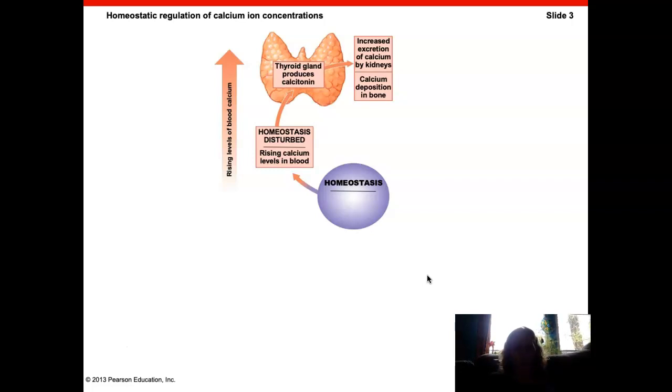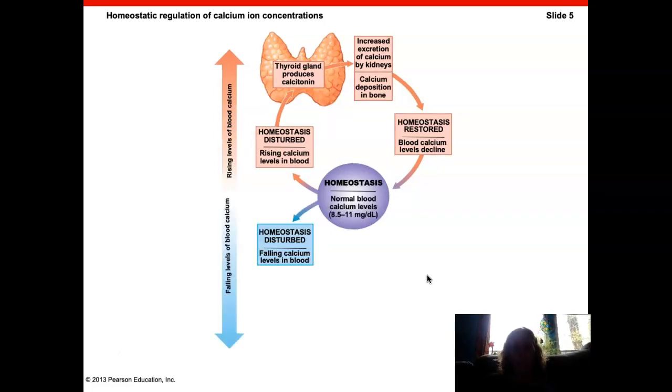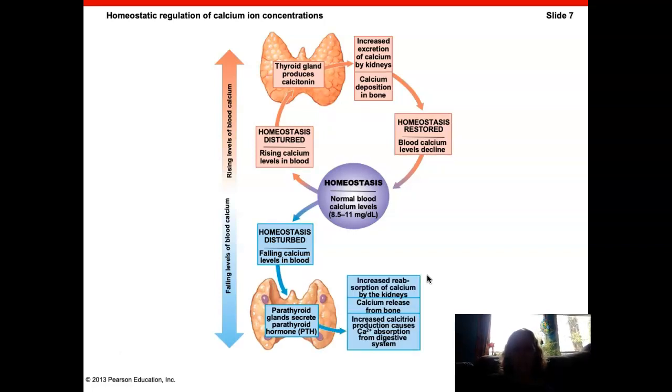So here we've got, we're off of homeostasis and blood calcium levels are rising. The thyroid gland will then produce calcitonin, which is going to get rid of the calcium, and it's going to do that by depositing it in the bones or having us excrete it in our urine, and homeostasis is restored. But if the calcium levels fall, PTH is going to be stimulated, and it's going to increase reabsorption. We won't secrete it in our urine. Calcium will be released from the bones, and more calcium will be absorbed from the digestive system because of vitamin D. Homeostasis is restored.